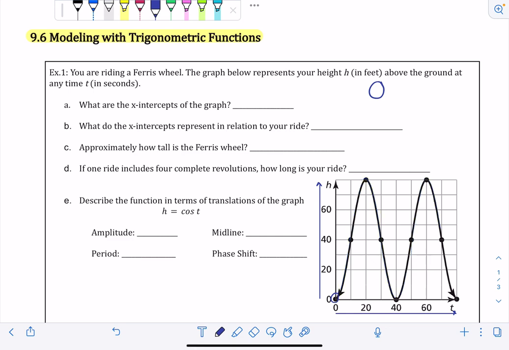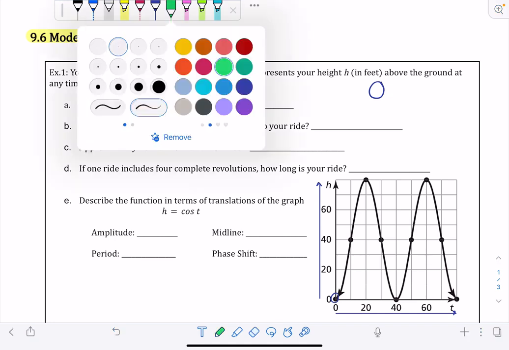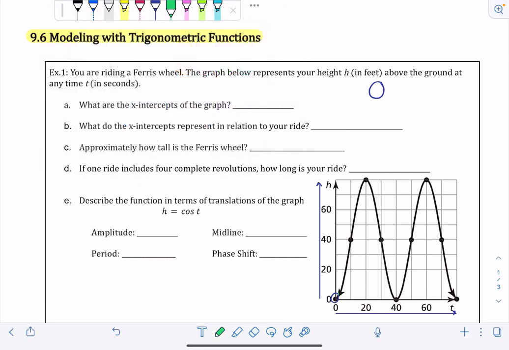So A says, what are the x-intercepts on the graph? We have an x-intercept at 0, at 40, and then this would have to be at 80 over here. So 0, 40, 80.